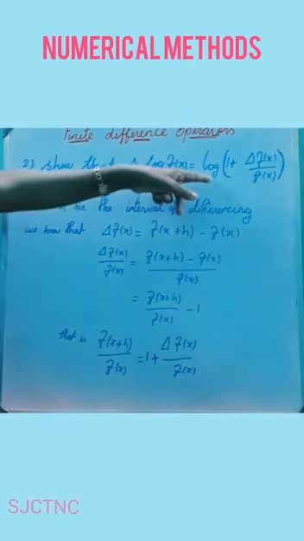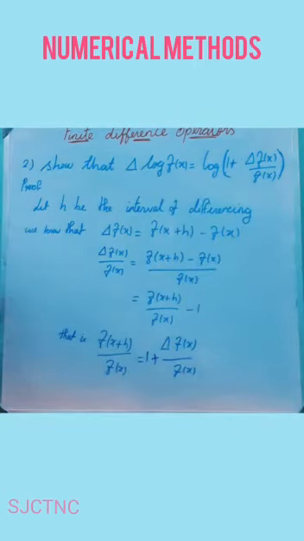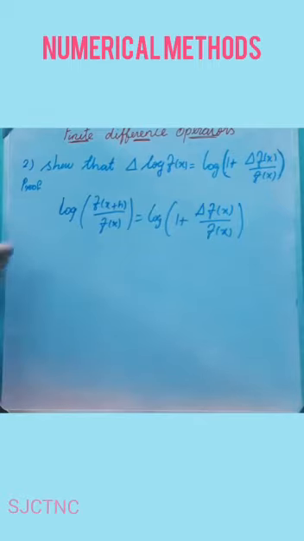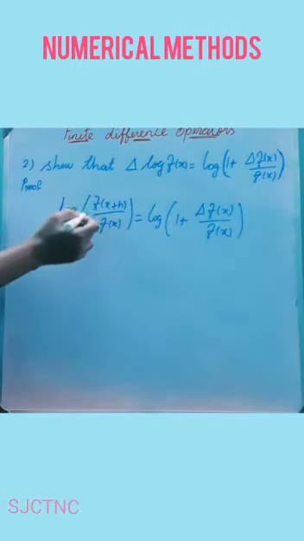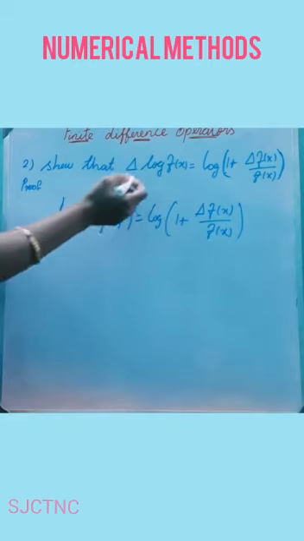Now we need another function, the logarithmic function. So now I am going to take the logarithmic function throughout the equation. Taking the logarithmic function of the equation, we have log of f of x plus h divided by f of x equal to this one. We have reached the right hand side value. Only the left hand side is left, pending to be solved.